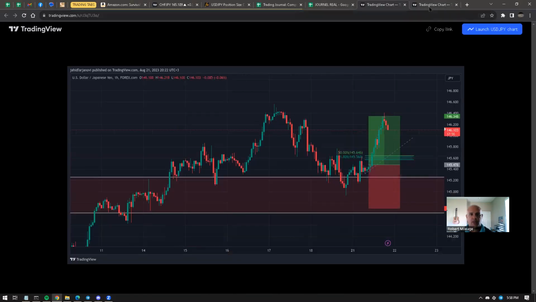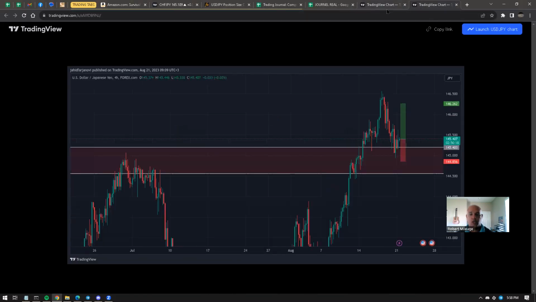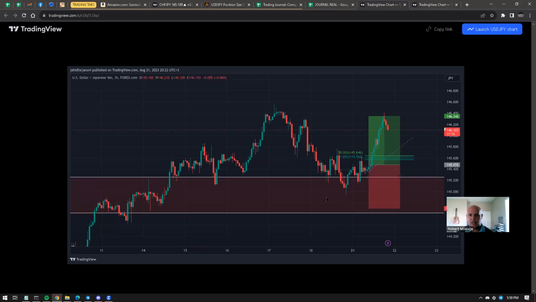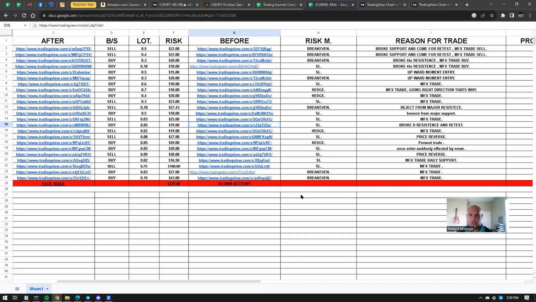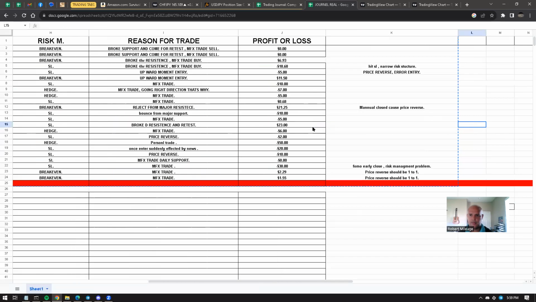We have a USD JPY. Okay, cool. So there's the 4 hour. You're in a pretty big zone here. To me, this probably would have looked like a daily zone. But you know, it is what it is. Looks like you hit TP on that one. Good job. This one says stop loss though.